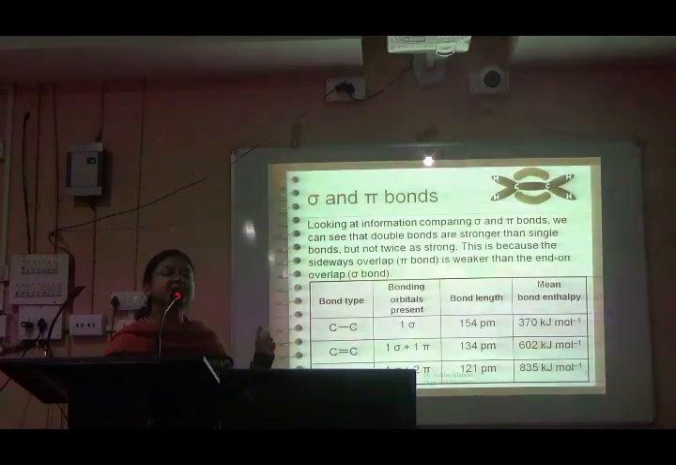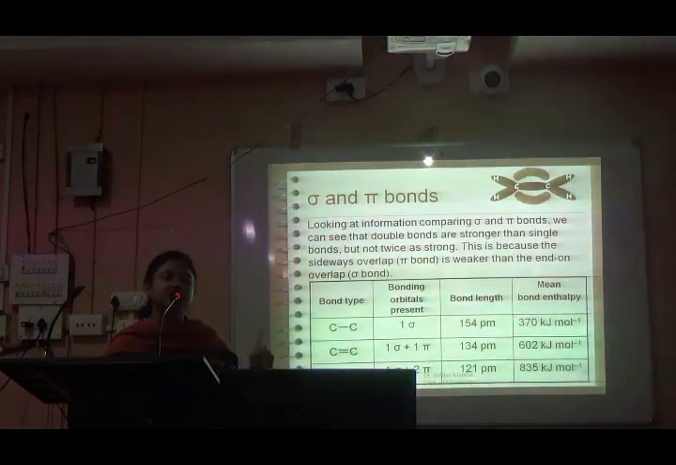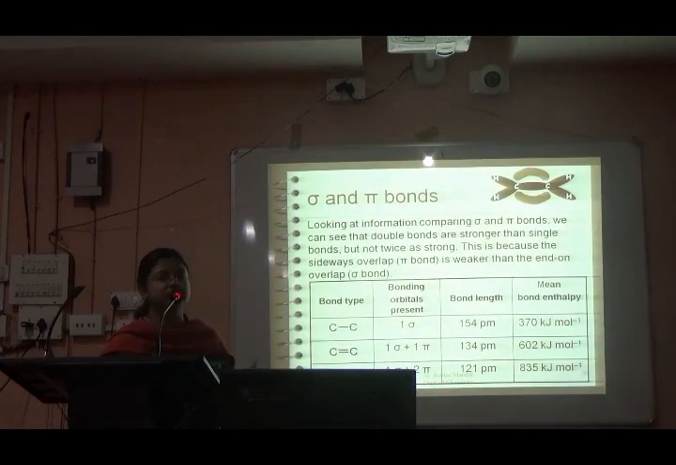If it is a single C-C bond, it has got one sigma bond with a bond length of 154 picometer or 1.54 angstrom. If we have a carbon-carbon double bond, it comprises of a sigma bond and a pi bond, having a bond length of 1.34 angstrom. And if we have a triple bond, it comprises of a sigma bond and two pi bonds, having a bond length of 1.21 angstrom.